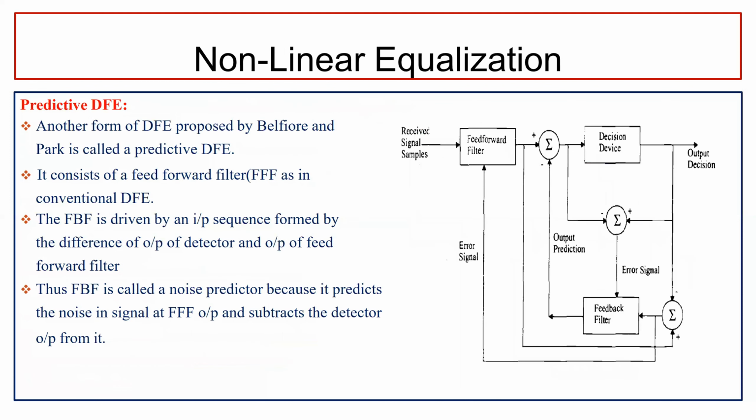has a predictive nature. Another form of the decision feedback equalizer, proposed by Belfiore and Park, is predictive decision feedback. It consists of a feed forward filter as before, but the feedback filter is driven by an input sequence formed by the difference of the detector output and the feed forward filter output. So we can call it a noise predictor, because it predicts the noise in the signal at the feed forward filter output and subtracts the detector output from it.